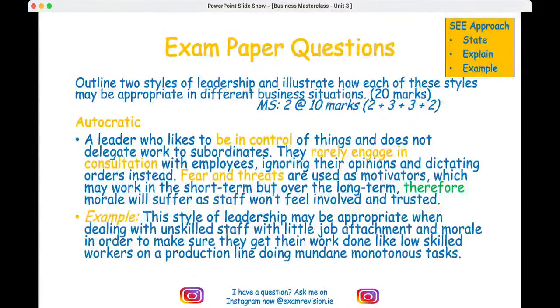So here we have a perfect example where we give the state, then we explain, and then we give an example, and that way we're getting full marks. You can see here in green I've got "therefore," and the reason for that is it's really important that you develop your answers. So when you're explaining, you should try to use words like therefore, this means that, as a result, this will lead to, because of this, because all those connected words help you to develop your answers, and then when you put in an example, you are getting the full marks. There's no way you're not going to get the full marks, because you've stated, you've explained, you've developed your explanation, and then you give an example. Full marks.